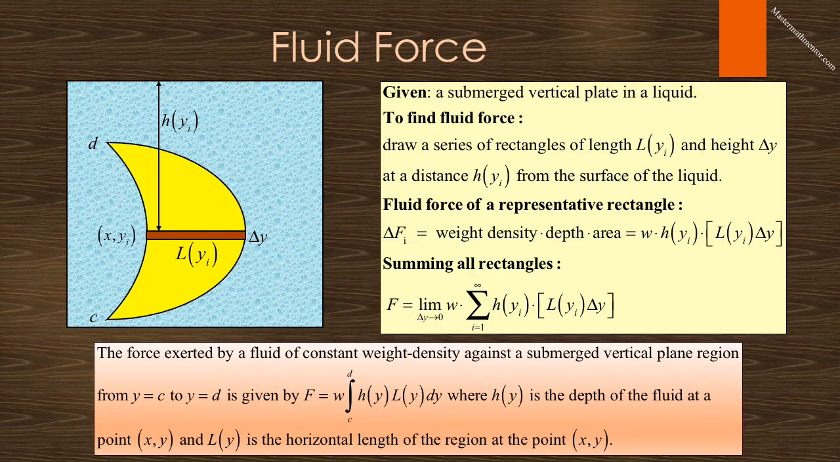We know the summation represents an integral, so we can say that the force exerted by a fluid of constant weight density against a submerged vertical plate region from y equals c to y equals d is given by F equals W integral from c to d of h(y) L(y) dy, where h(y) is the depth of the fluid at a point (x, y) and L(y) is equal to the horizontal length of the region at the point (x, y). Let's show a series of examples of how to use this formula.